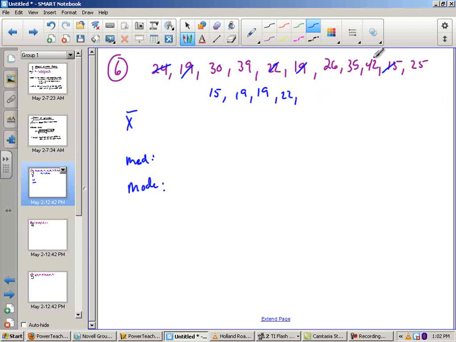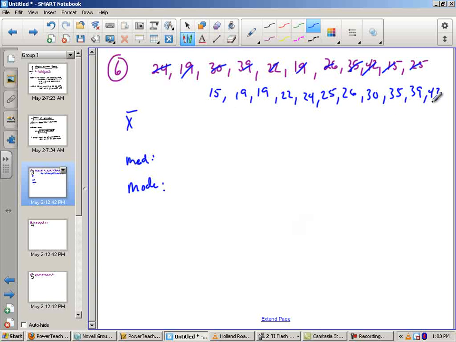I see a 24, then a 25, then a 26. So 24, 25, 26. Then I see a 30, a 35, a 39, and a 42. Alright, so now that they're in order, let's go ahead and find the median and the mode.